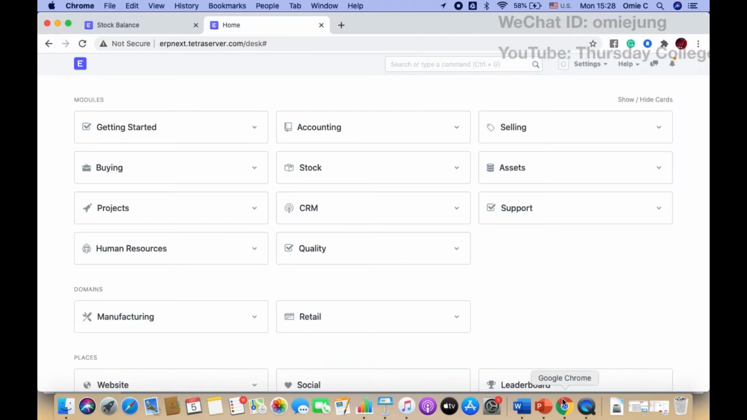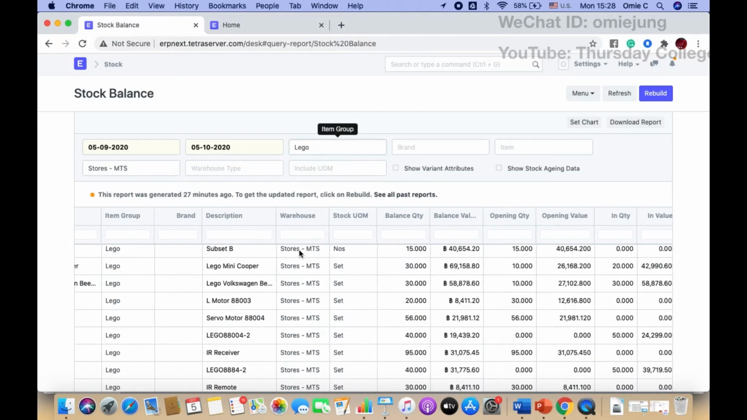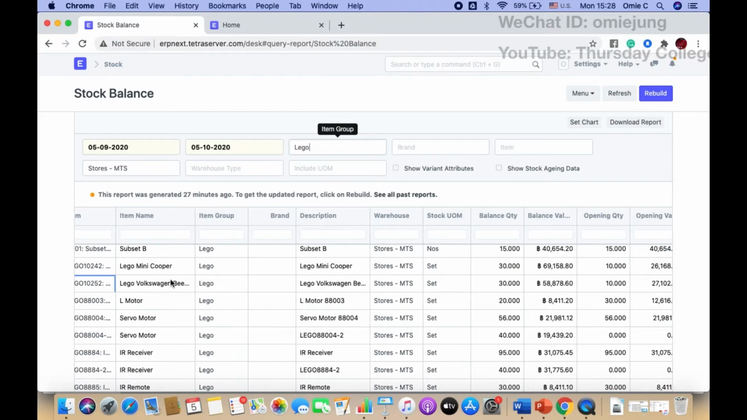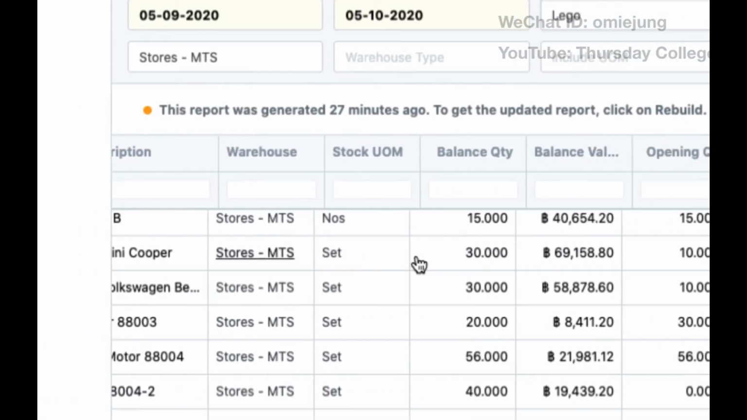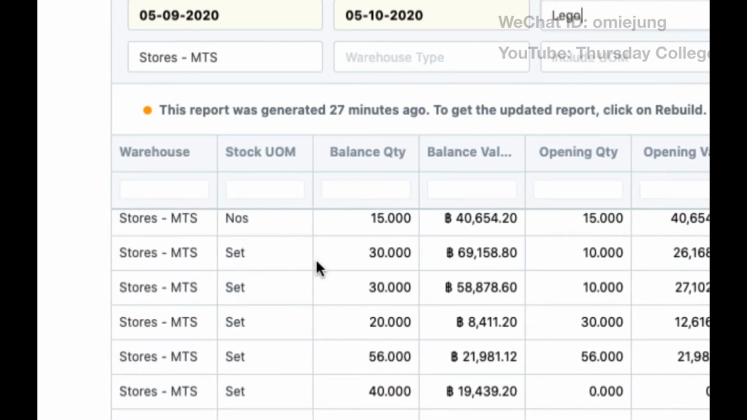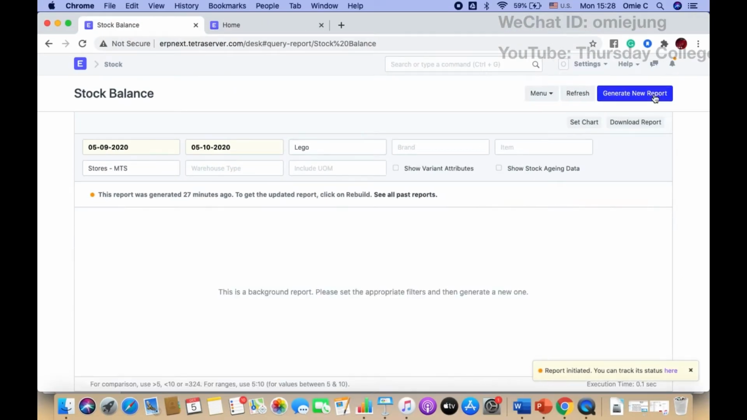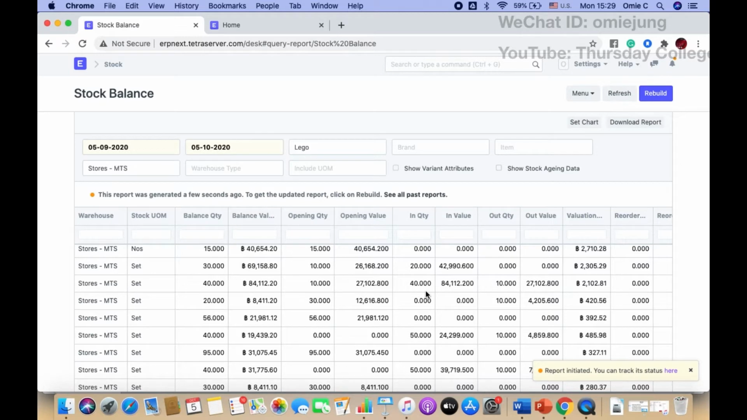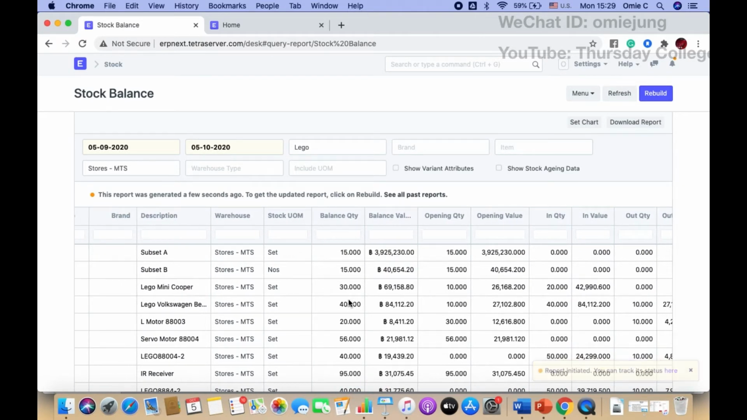So I just buy the stuff normally. Buy the stuff, accept the stuff. In this case what I want to show you is the stock balance first. I show the stock balance of the Lego Mini Cooper before I start. Lego Mini Cooper in my store I have 30 units, something like this. Maybe I refresh it to make it the latest number. Okay, Mini Cooper, 30 units in here.